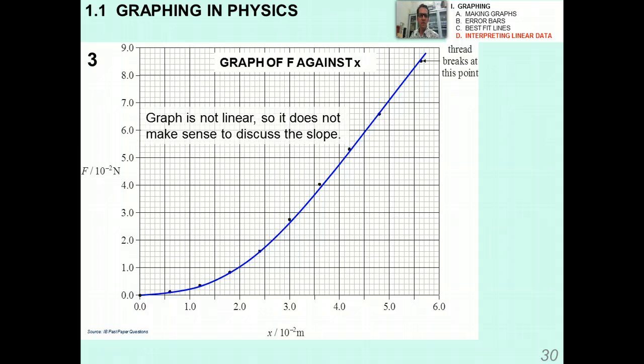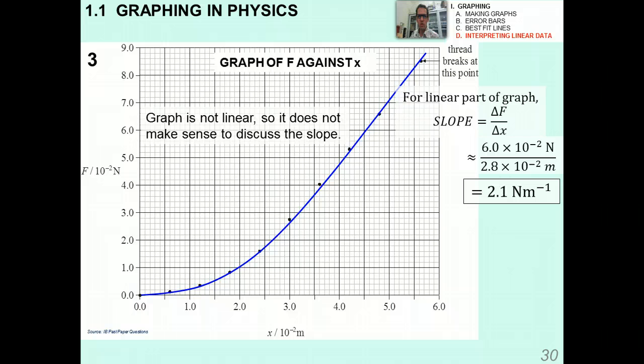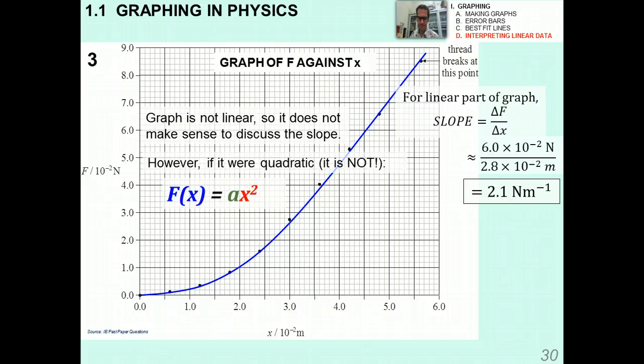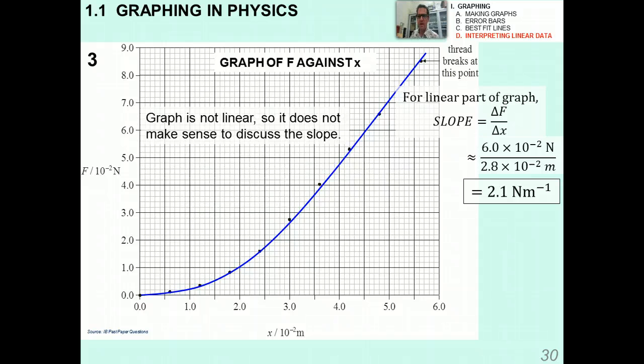The graph is not linear, so it doesn't make sense to discuss the slope, but you could actually discuss the slope for the linear part of the graph. And you would get something like this. You would get delta, you would get rise over run. It's your call. I got about 2.1 newtons per meter. Something like that, which is actually a really strong spider web, isn't it? Wow, that's really strong.